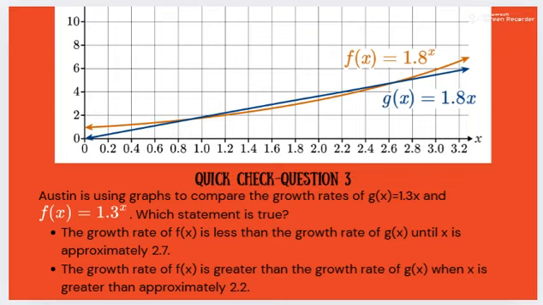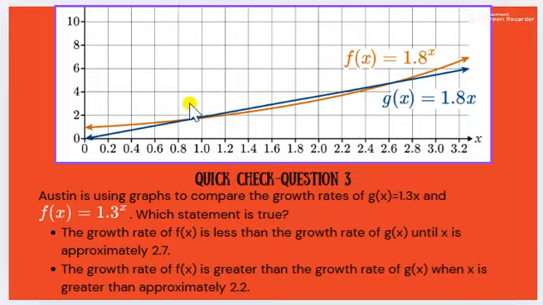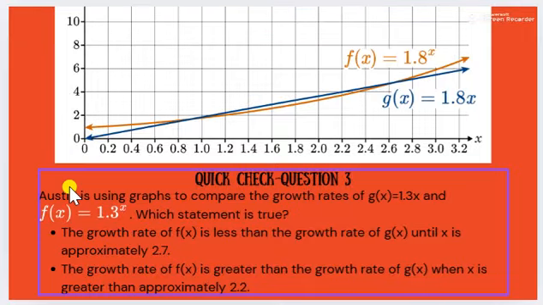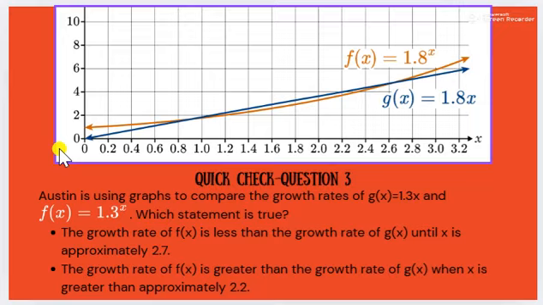Quick check question number 3. Austin is using the graphs to compare the growth rates of g of x equals 1.3x and f of x is equal to 1.3 raised to the power of x. Which statement is true? The growth rate of f of x, which is our curved line, here's f of x, it's orange, is less than the growth rate of g of x until x is approximately 2.7. 2.7 is right about here.